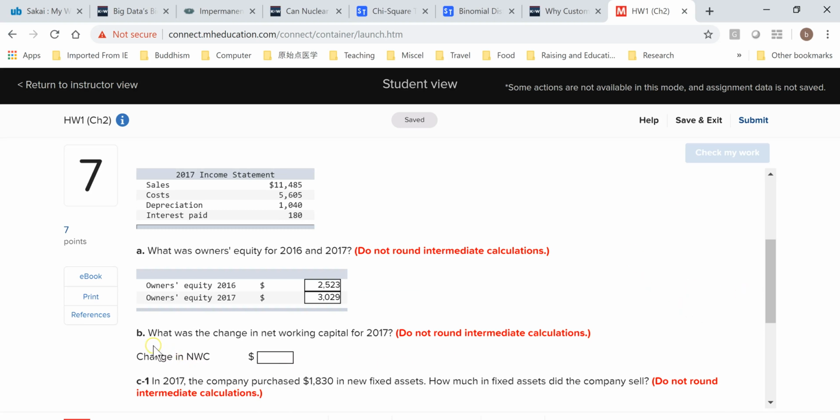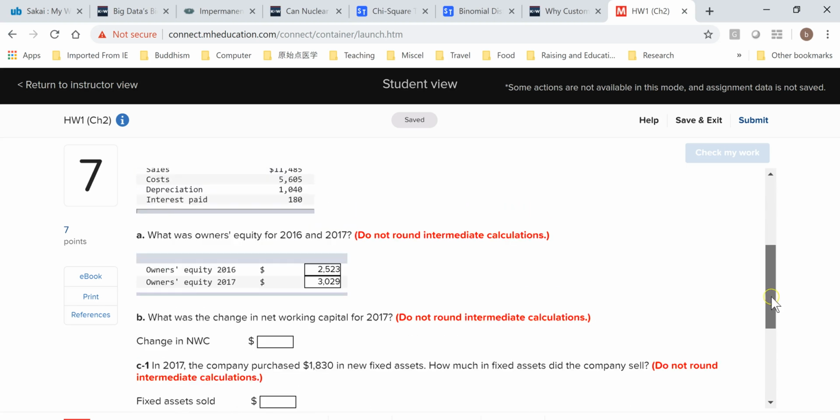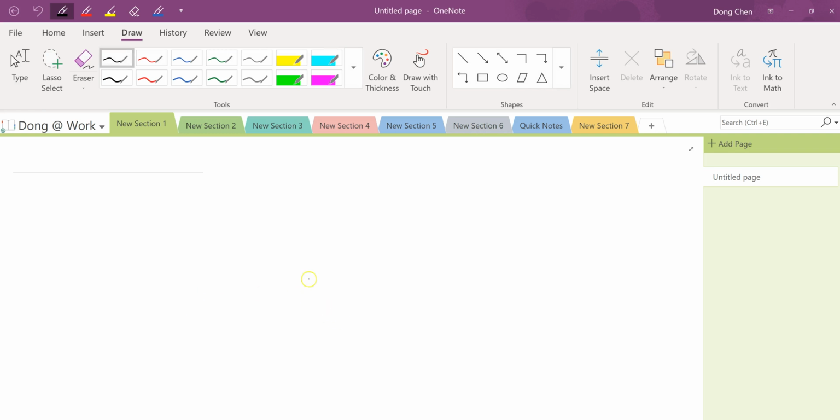So, continue to part B. What was the change in net working capital for 2017? The definition of net working capital is simply the difference, right? So net working capital.